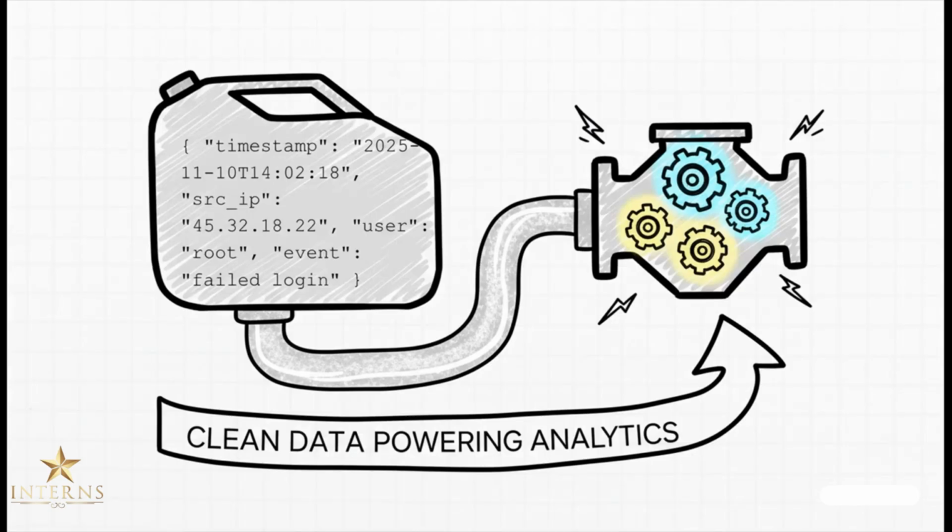And then boom, this is what your script spits out. You feed it that ugly, messy log line, and you get back this beautiful, clean JSON. See how everything has a neat little label? Timestamp, source IP, user, it's all perfectly organized. This is the good stuff. This is the high-octane fuel that your security tools need to run properly.